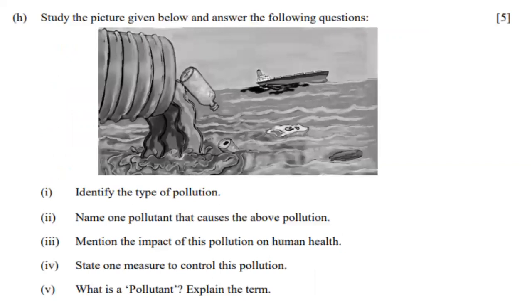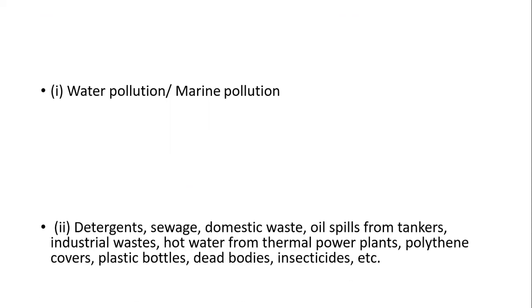Now study the picture and answer the following questions. Identify the type of pollution. Name one pollutant that causes the above pollution. Mention the impact of pollution on human health. And state one measure to control this pollution. What is a pollutant? Explain. Okay, let's see the answer. The type of pollution mentioned here is water pollution or marine pollution.